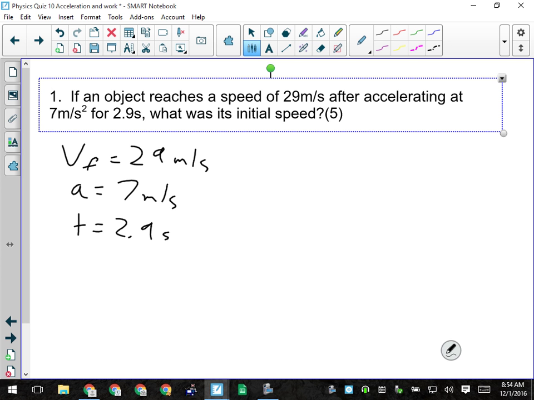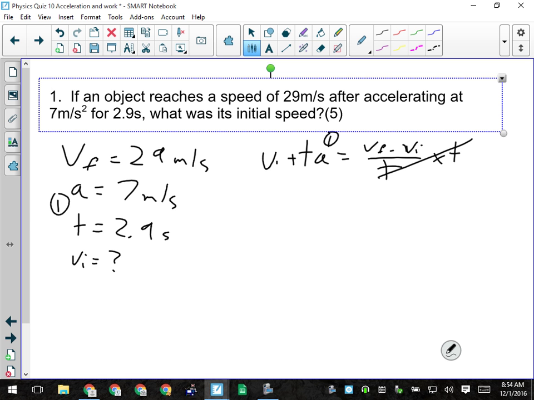So we've got our 3 givens here, and we're looking for VI. Give them 1 mark for that. Give them 1 mark for identifying it as an acceleration problem. That's the formula they're going to have to use. We need to manipulate for VI. So we multiply both sides by t, then add VI to both sides, and then subtract t times a over to the other side. So we get VF minus t times a. Give them a mark if they have that for their formula.